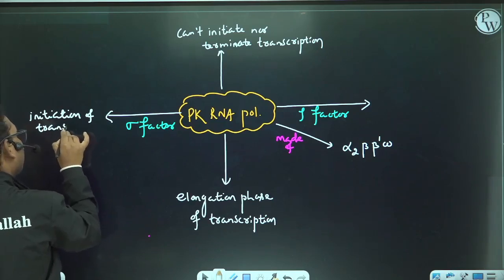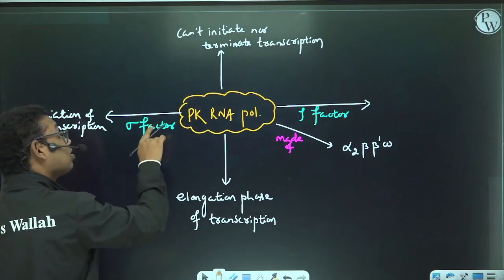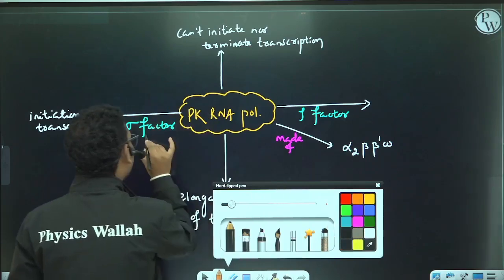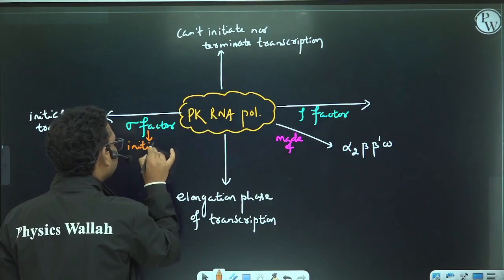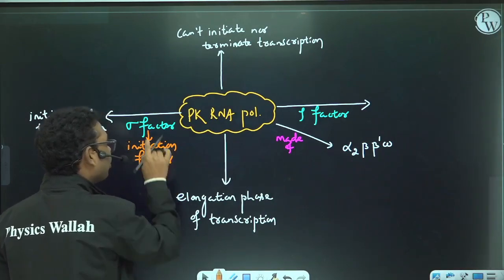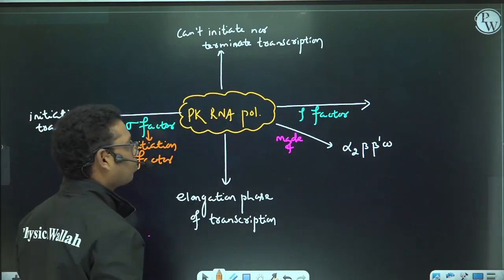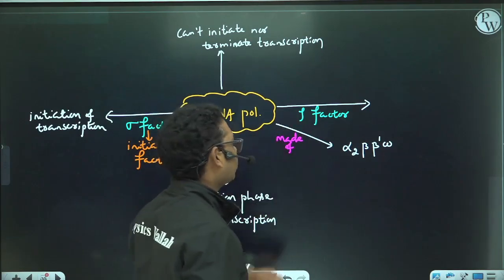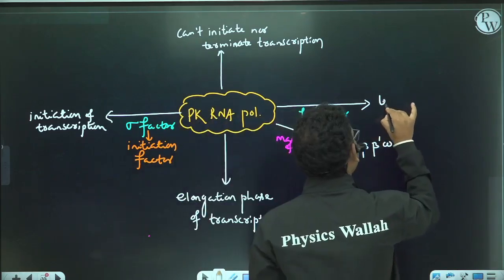So I will say, because in the presence of sigma factor, RNA polymerase performs initiation. That is why this sigma factor is also called the initiation factor. Why? Because in the presence of this sigma factor, RNA polymerase performs initiation of transcription. And in the presence of rho factor, this RNA polymerase performs the termination of transcription.